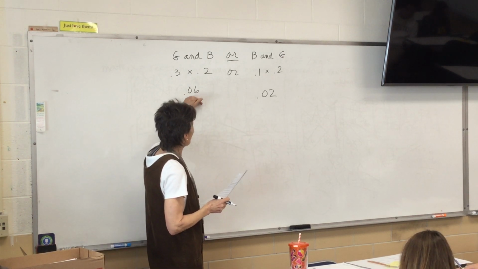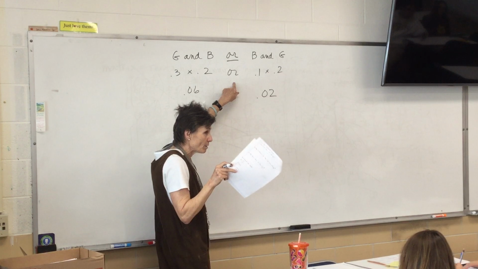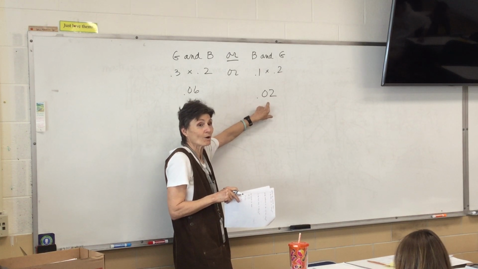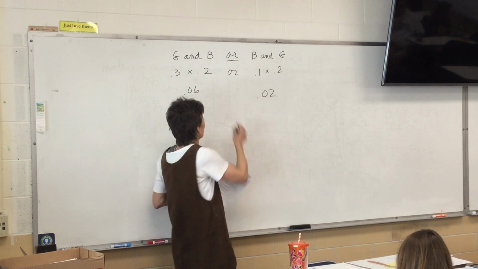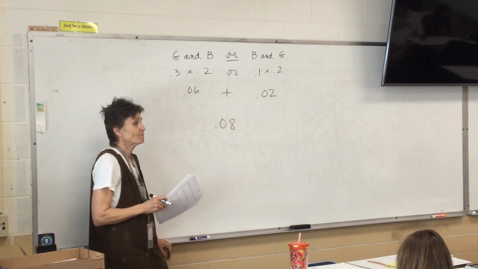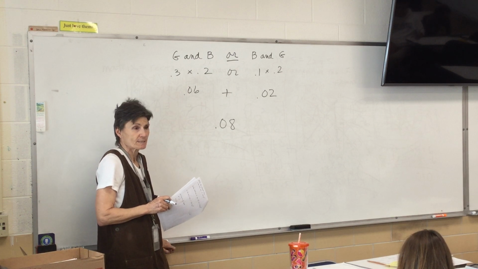Now it's this one or this one. What do I do in an or? I add. That's an add. So the final total answer is 0.08, 8%.